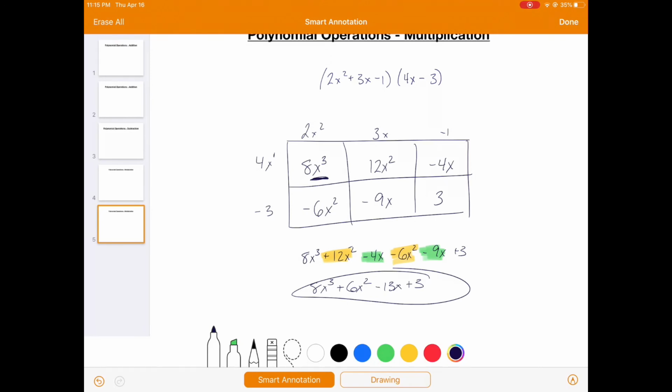So that's it. That's everything you do for addition, subtraction, and multiplication of polynomials. Hopefully you found this helpful. You can find some practice online, get a hang of it, and go forth and prosper.